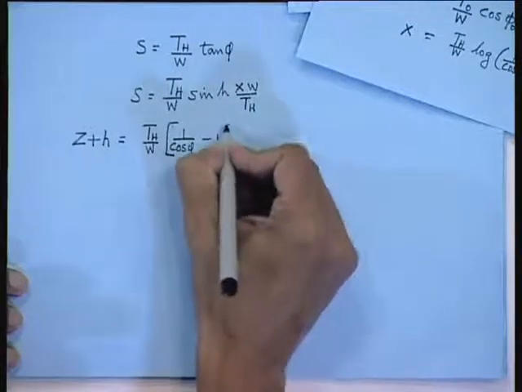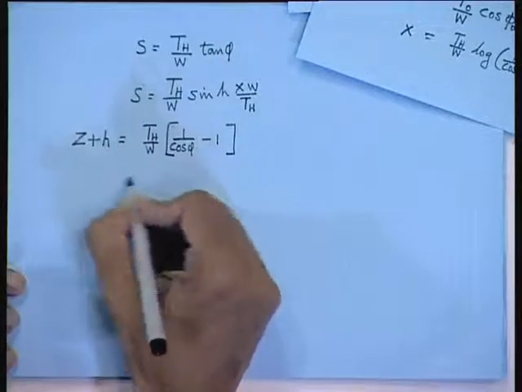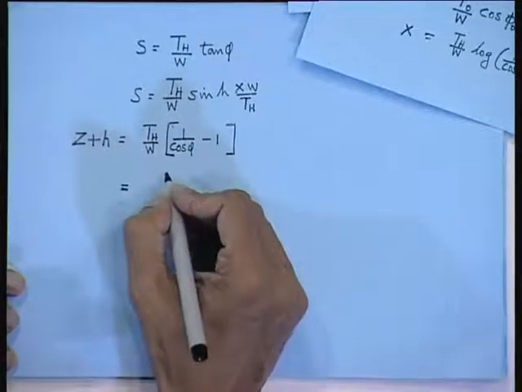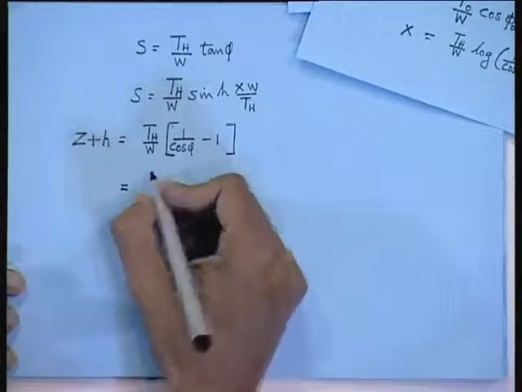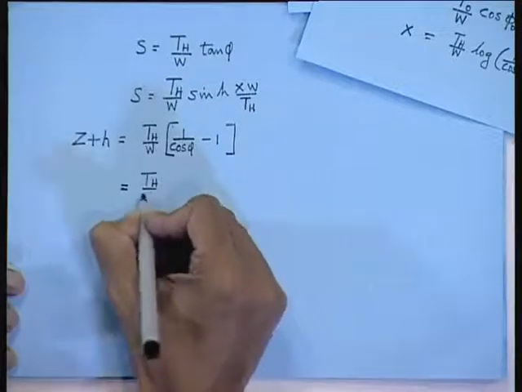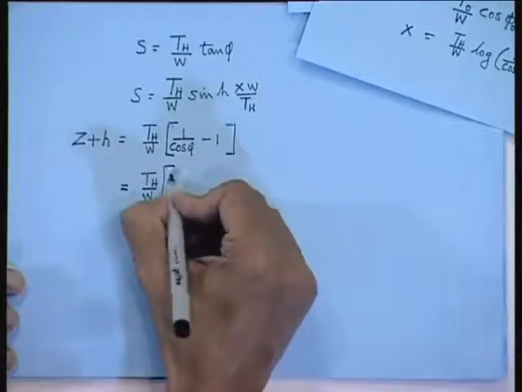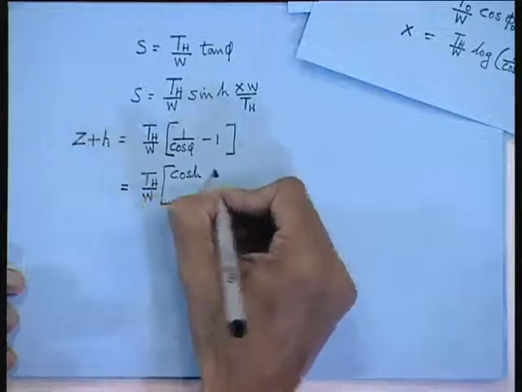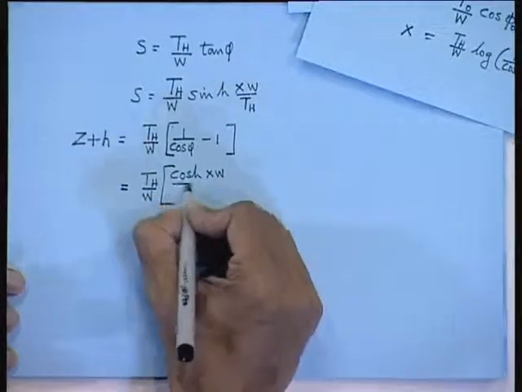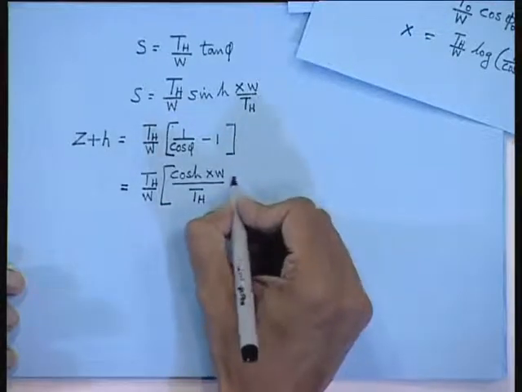Now you replace this 1 over cos phi. So 1 over cos phi is cos hyperbolic. So you are just getting rid of the phi angle. So 1 by cos phi is cos hyperbolic. But outside you write TH over W. So this reduces to the hyperbolic term, so cos hyperbolic of x W over TH minus 1.